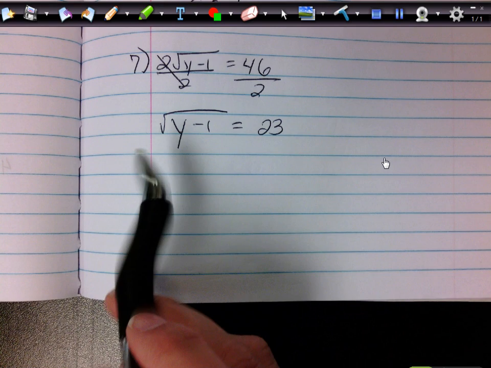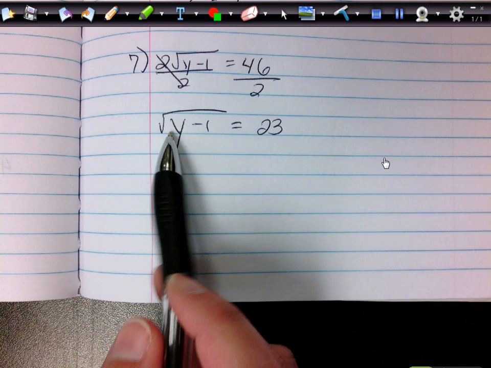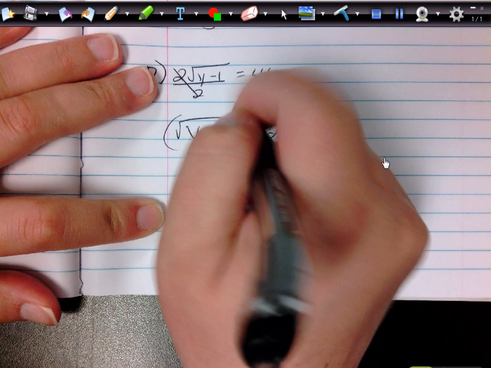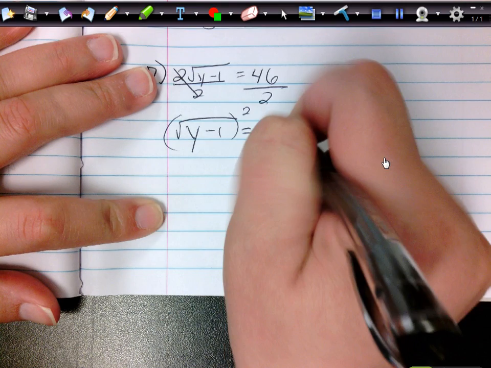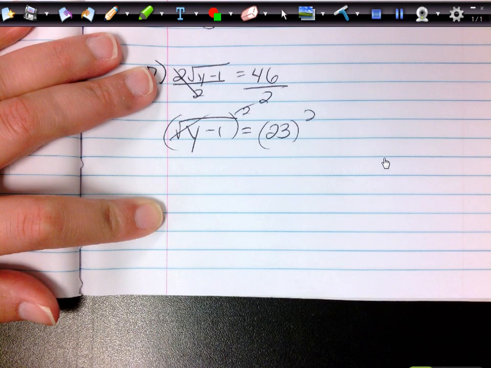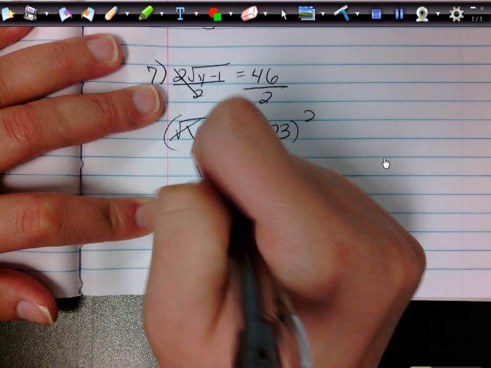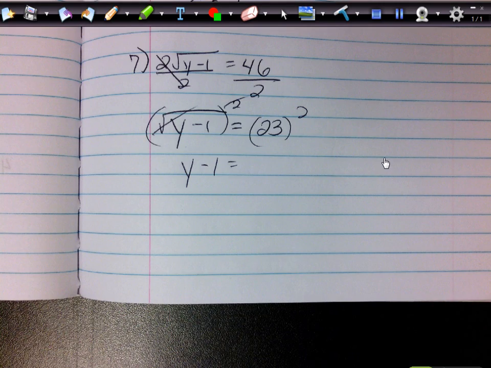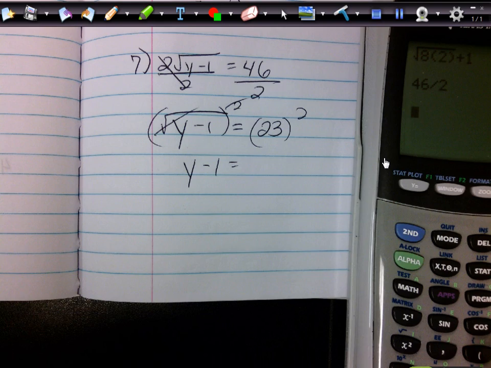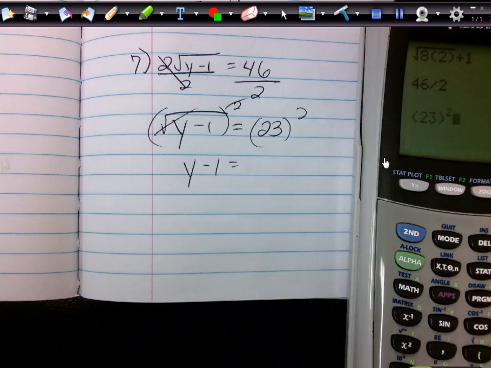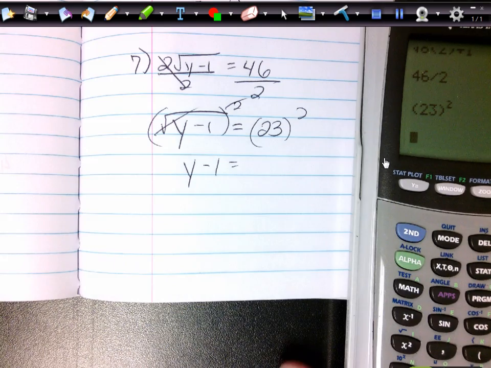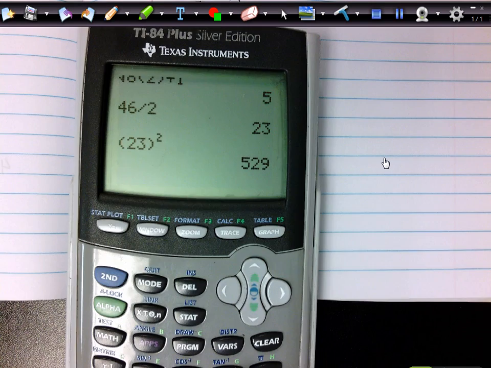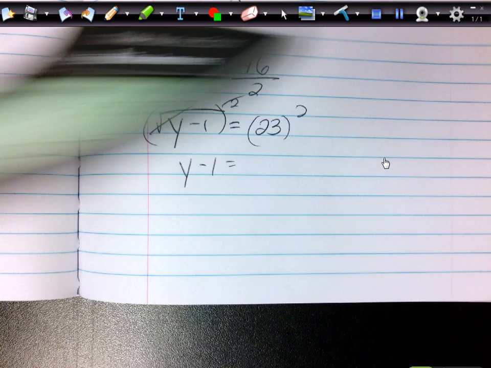Now that the radical sign is by itself, meaning everything I have left is underneath the radical, I can go ahead and square both sides. My square root and my squared cancel, and I'm left with y minus 1 equals 23 squared. So in my calculator, I'm going to say parentheses 23 squared, and that gives me 500. Oops, let's show you that right fast. 23 squared gives me 529.